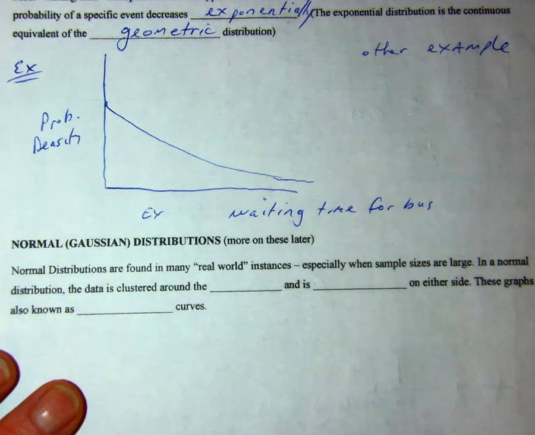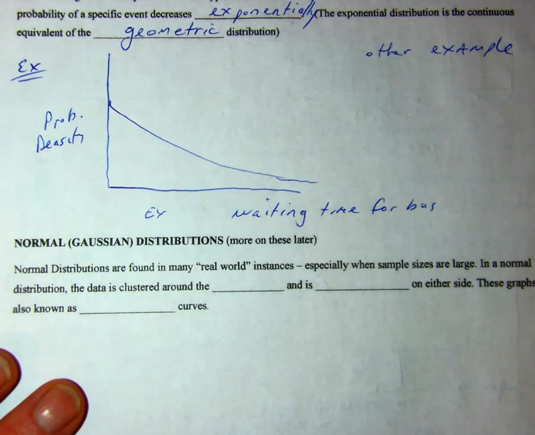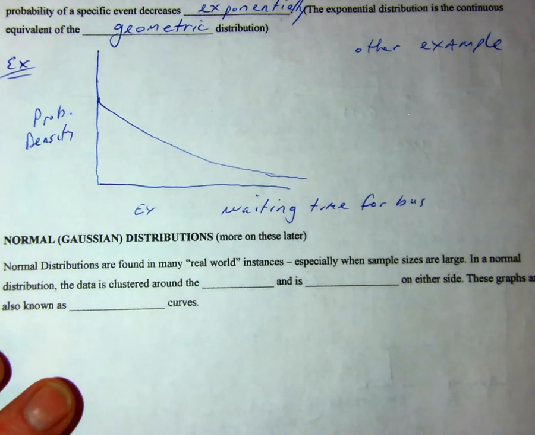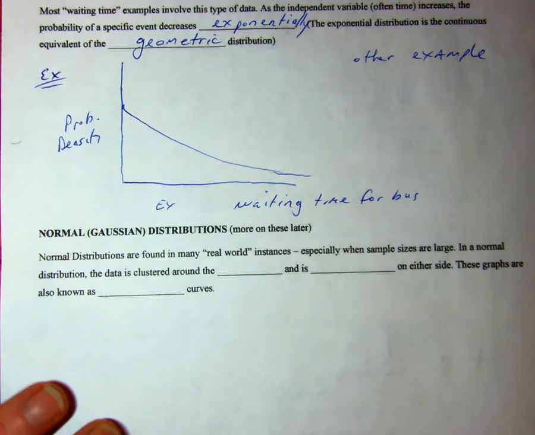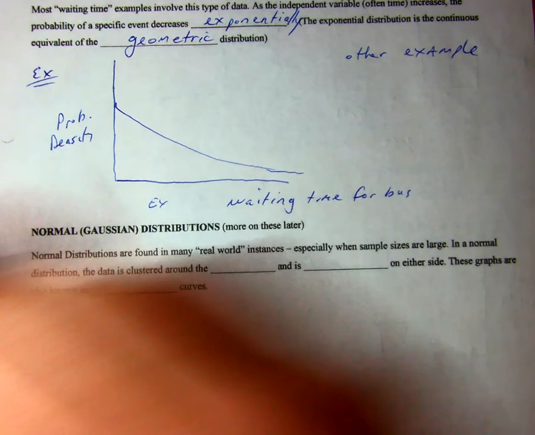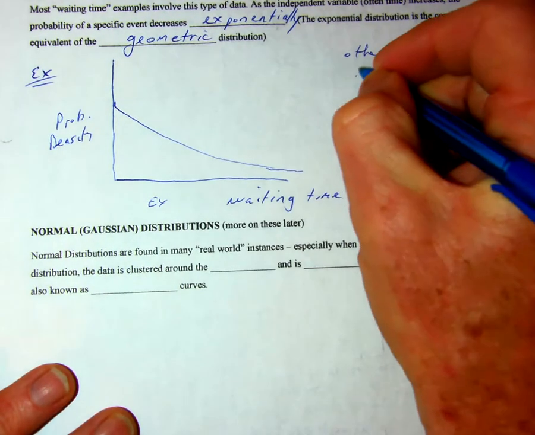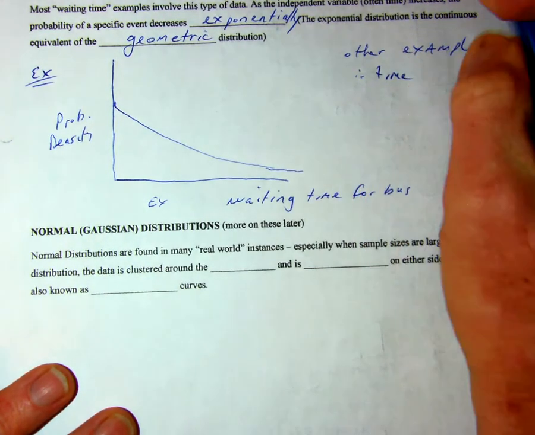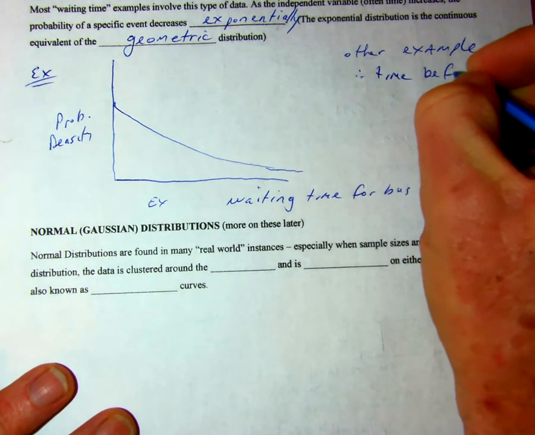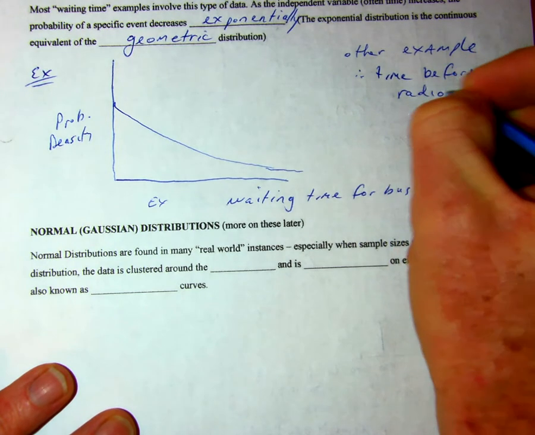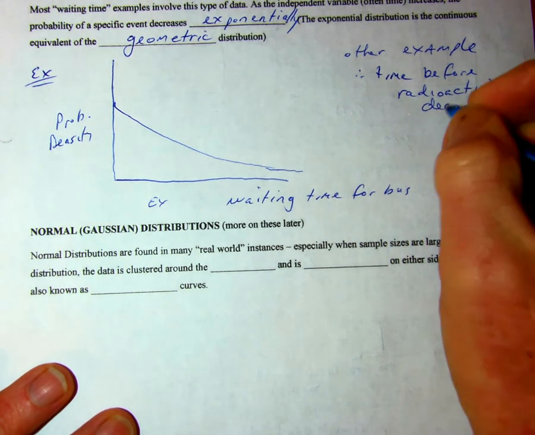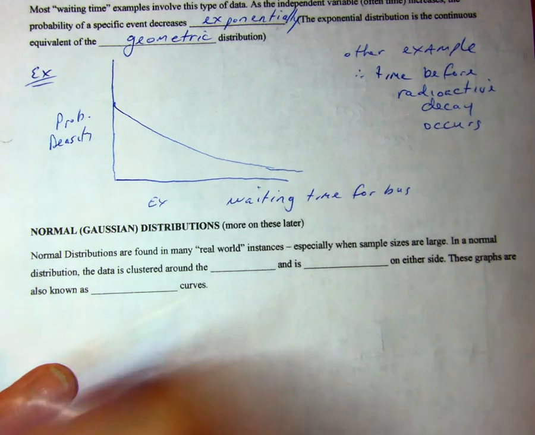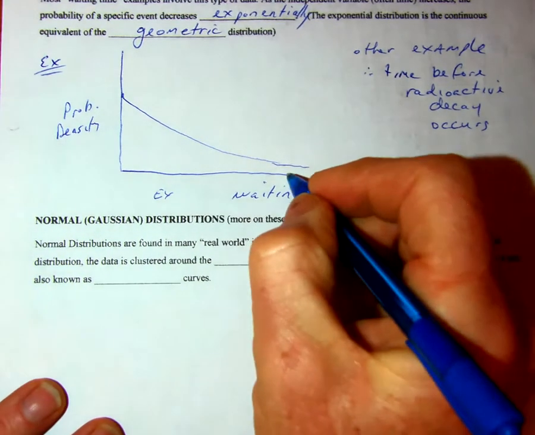I taught this last year, did you guys? Half-life. Yeah, it's half-life. It's radioactive decay, right? The nucleus kind of blows up. It breaks apart. So another example would be the time before radioactive decay occurs. That would be another example, but more in layman's terms.